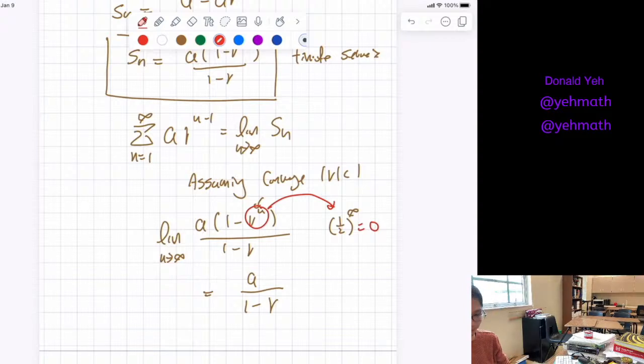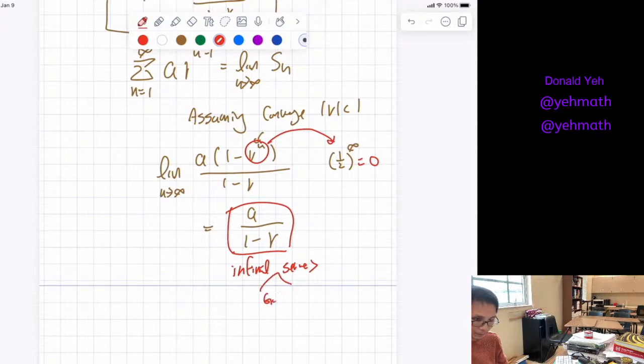If it goes to 0, that becomes this. And that's called an infinite geometric series. So you just made a finite series infinite. We are assuming r converges. The prerequisite is you have to assume r converges.